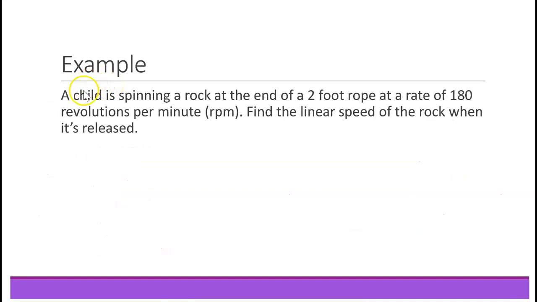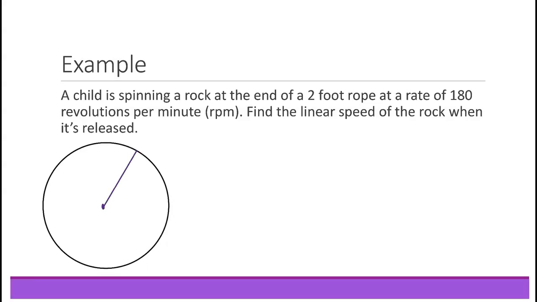Let's take a look at an example. A child is spinning a rock at the end of a 2-foot rope at a rate of 180 revolutions per minute. So I'm going to go ahead and draw a circle here because if I'm spinning a rock at the end of a rope, then the shape I'm creating as I'm spinning is a circle. And if the rope is 2 feet long, then what I know is that the radius of that circle is 2 feet. So I'm imagining there's this rock at the end of the rope, so there's like that point on the circle.